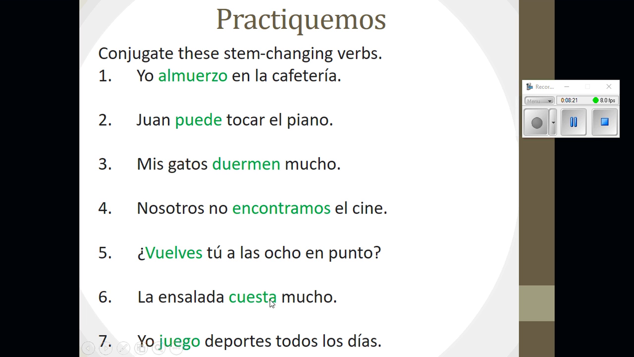So cuesta. And finally, the verb jugar, remember, is a U to UE. So we've dropped that U, changed it to UE, dropped the AR from the end, and put O on because yo is the subject. So juego.